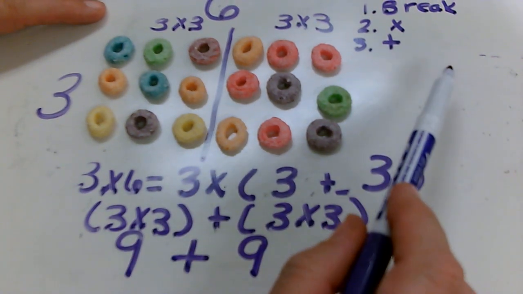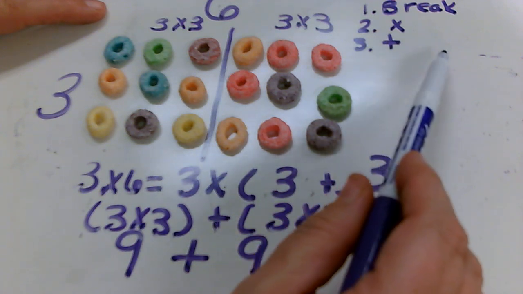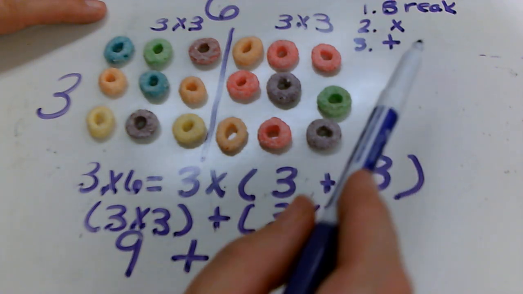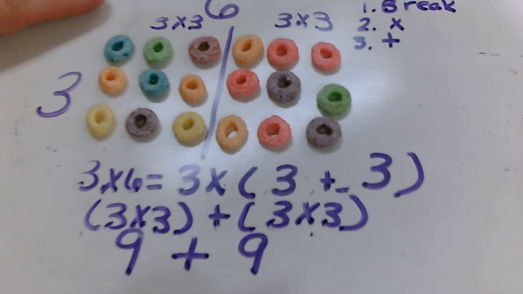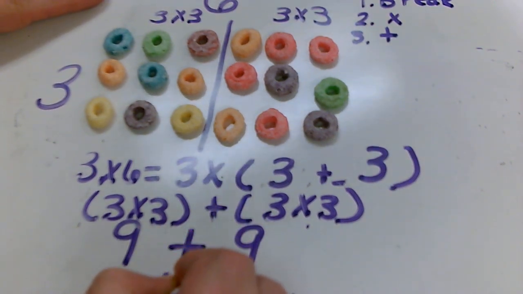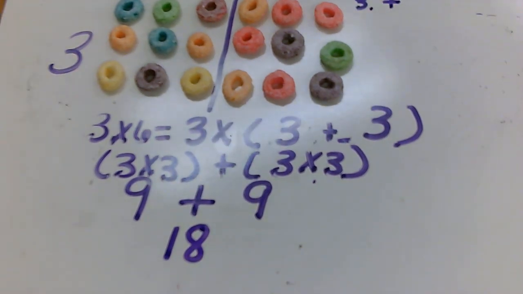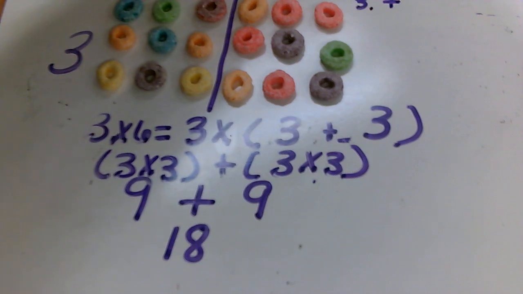Okay, so my step 1 I broke it apart. Step 2, multiply. Step 3, I'm now going to add. 9 plus 9, pause the video and solve it, is 18. And this is the distributive property of multiplication.